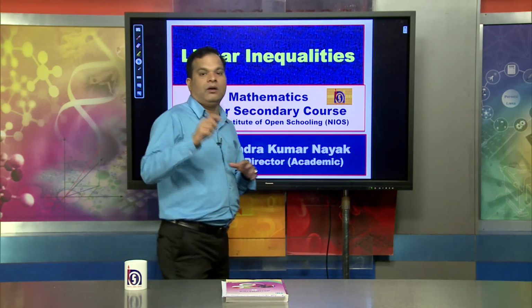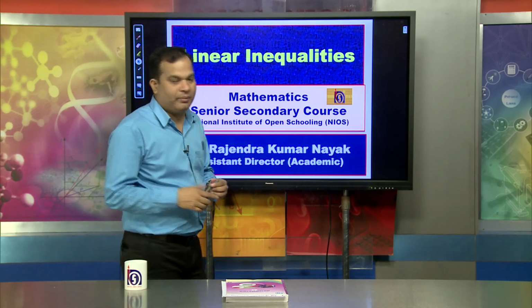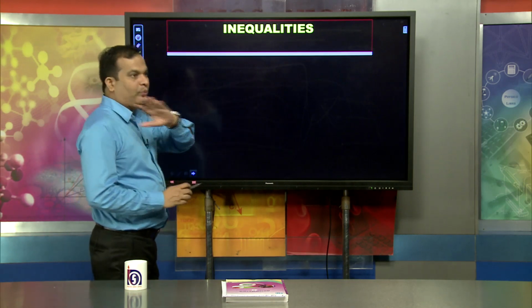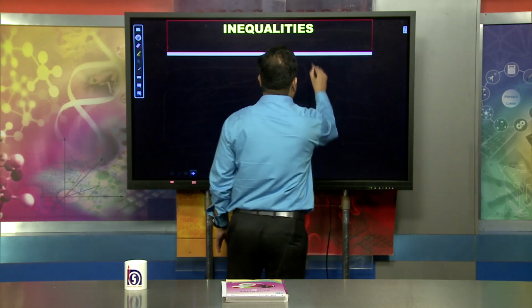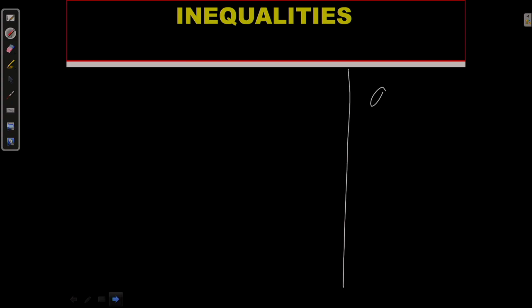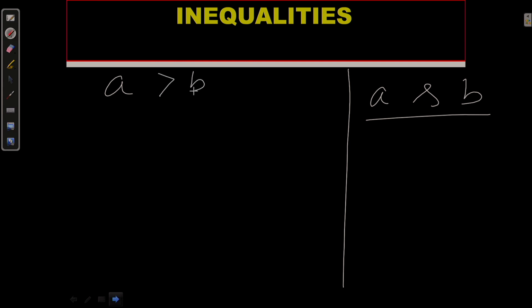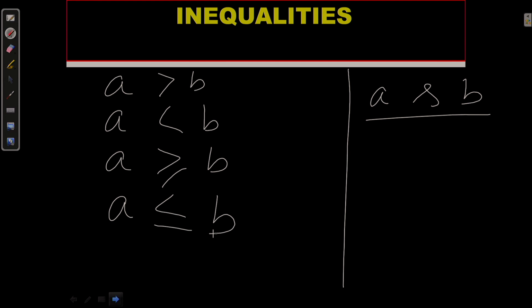First we have to see what exactly inequality means. When talking about inequality, suppose we are comparing the quantities A and B. You will find either A greater than B or A less than B. This is the symbol of greater than and less than that we have already known. And third, either A greater than or equal to B or A less than or equal to B. These are known as inequalities.